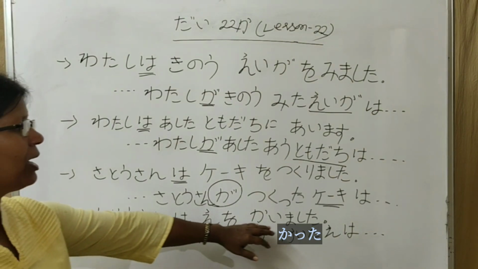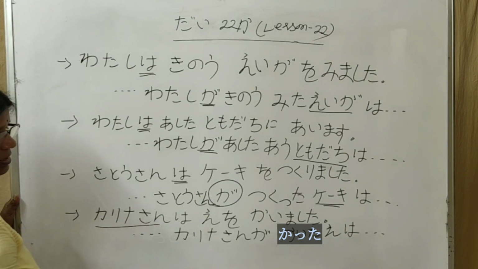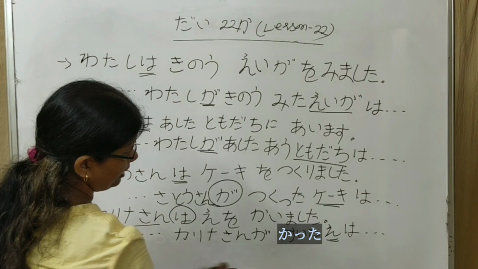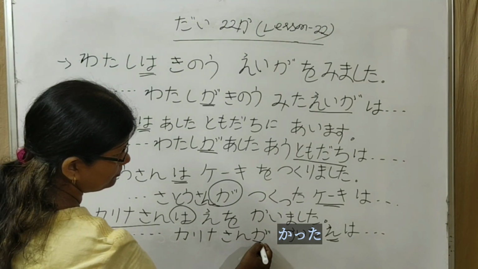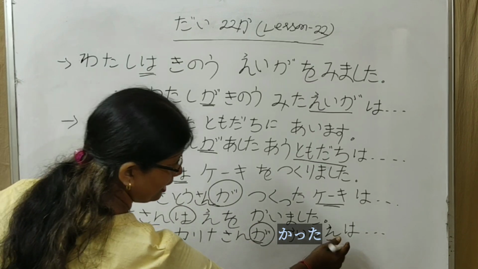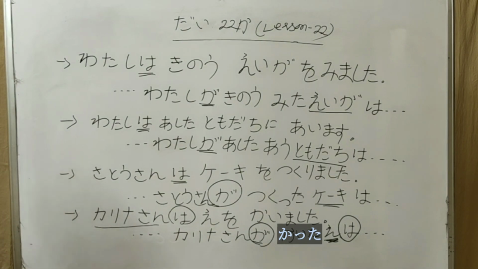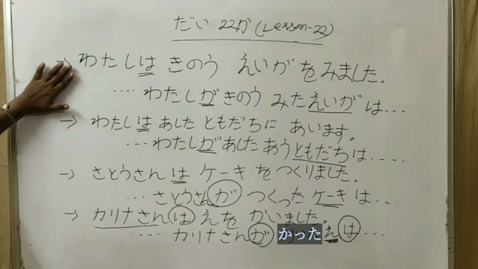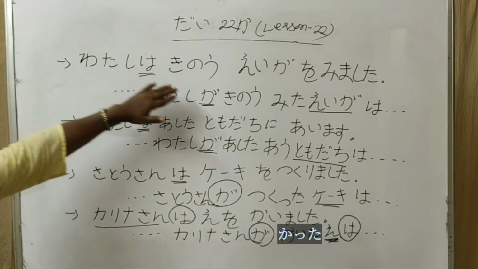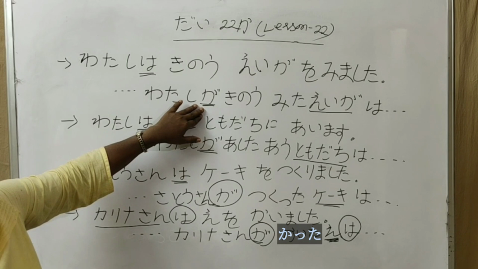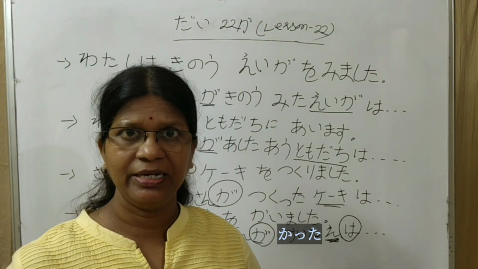Karina-san wa e o kaimashita. Here Karina-san is the topic of the sentence, so it takes the wa particle. But when this sentence modifies a noun, Karina-san wa changes to the ga particle. E became the topic of the sentence, so it takes the wa particle. Okay? Hope you understand. When a sentence modifies a noun, the topic of the sentence, the wa particle, changes to the ga particle. Okay, hope you understand how to modify a noun by a sentence.